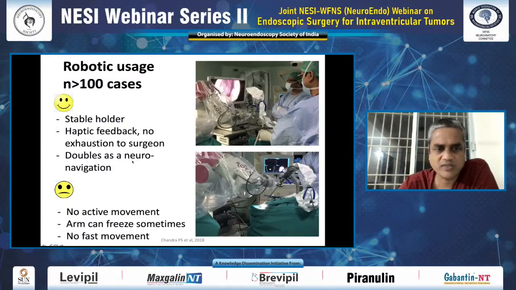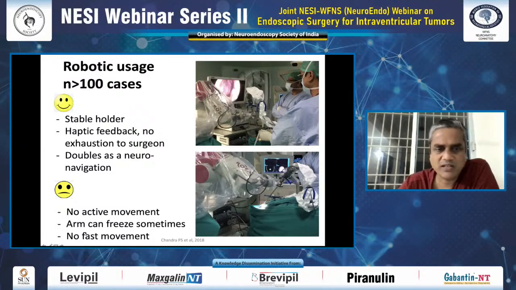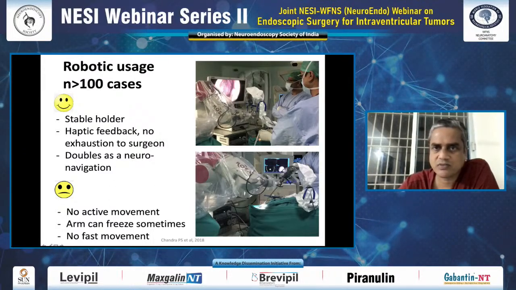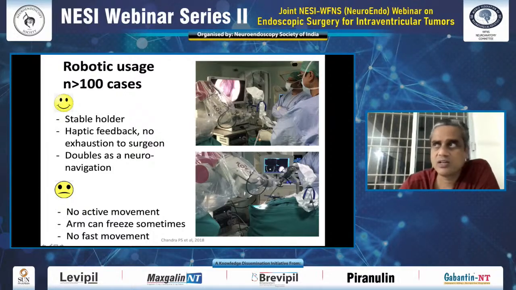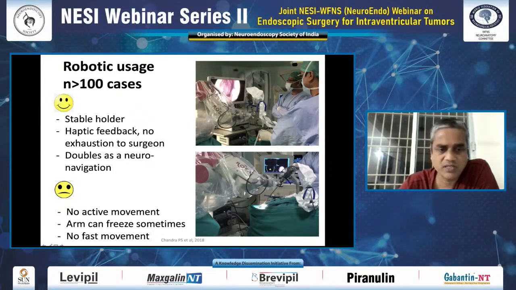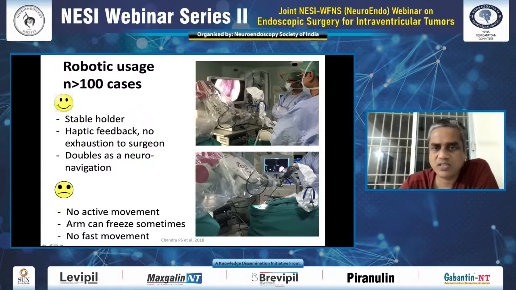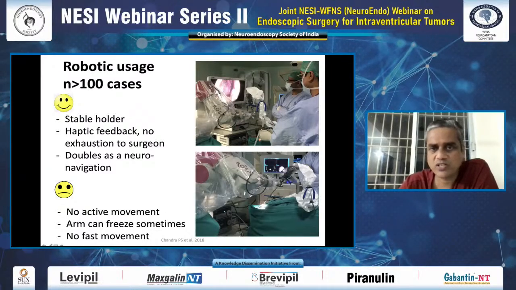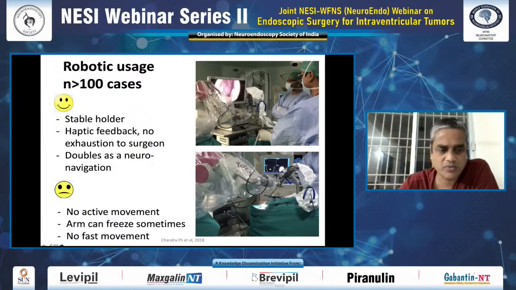It also doubles as a neuronavigation. But there are disadvantages, obviously, that it's very expensive. So unless you are using it for all the other indications, nobody would like to invest in it. And sometimes the arms can freeze and there is no fast movement, so this could be an issue sometimes.